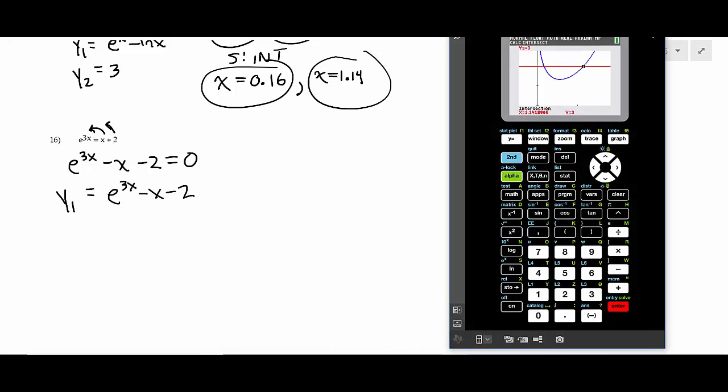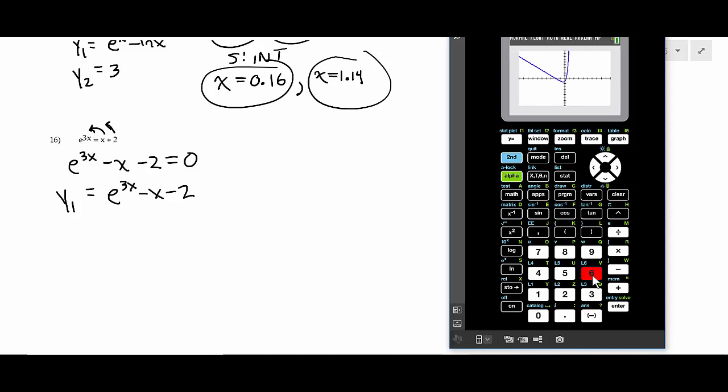So let's wipe off what we have from the last problem, and let's put that in. Okay, and you've got two things you need to clear off from the last problem. So in y1 we'll put in e to the 3x, like that, and then it will be minus x and minus 2. Okay, so you want to get that put in. Now go ahead and do zoom standard. So just go zoom 6, and let's get a standard window.